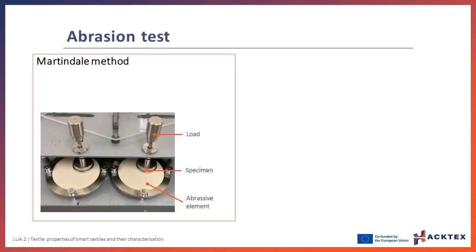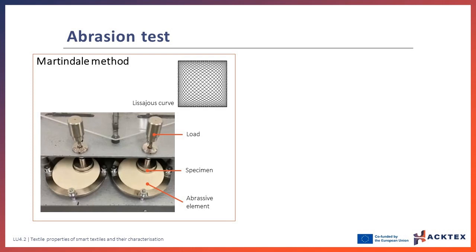The most common method to determine the resistance to abrasion of textiles is the Martindale test. In this method, two circular surfaces are in contact. The upper surface is covered with the fabric to be tested, while the bottom one can be covered with the same fabric, or with an abrasive surface, such as a standard fabric for example.